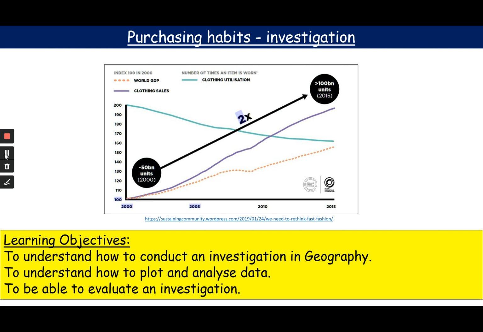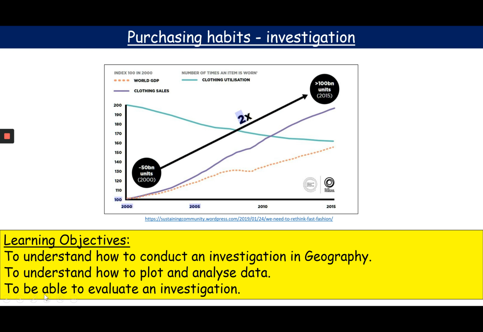So before we get into what today's lesson is, I just wanted us to have a look at this graph here, and there's a link below if you want to read a little bit more information. This graph shows that between 2000 and 2015, our clothing sales and the number of clothes that we're buying has increased quite dramatically. However, clothing utilisation, which is the number of times that clothing is worn, has decreased quite significantly. So essentially we're buying more clothes, but we're wearing those clothes a smaller number of times than we would have done at one point. So today we're going to be looking at our purchasing habits and having a think about what people are buying and why.